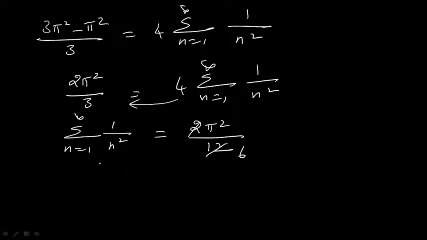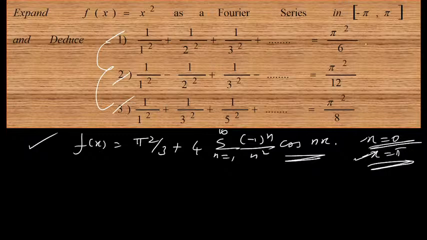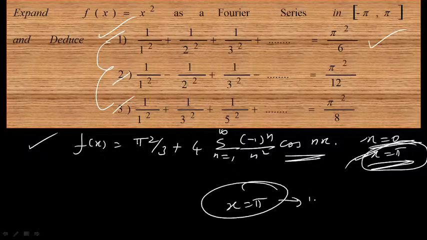So expand the series by substituting n equal to 1, 2, 3, etc. First substituting n equal to 1, you get 1 by 1 square, n equal to 2, you get 1 by 2 square, and n equal to 3, you get 1 by 3 square plus etc. That is equal to pi square divided by 6. Take this as equation number A. So we have obtained the first series in the given question, that is 1 by 1 square plus 1 by 2 square plus 1 by 3 square equal to pi square by 6. So the point x equal to pi gives you the first series in the deduction part.